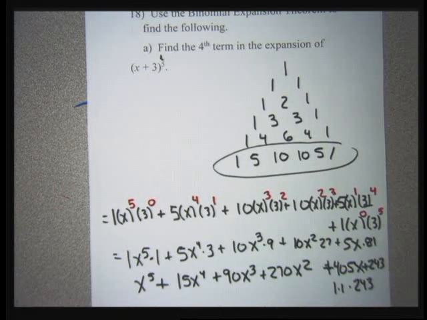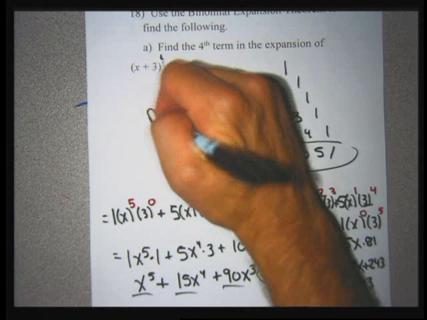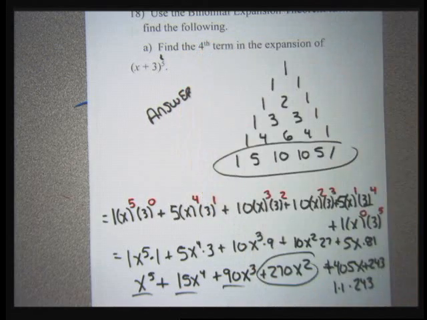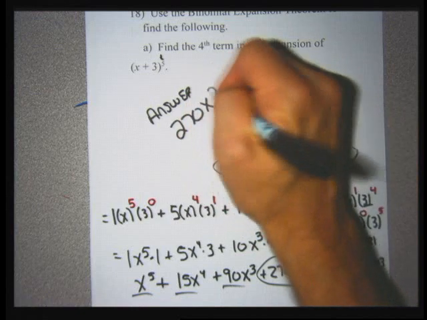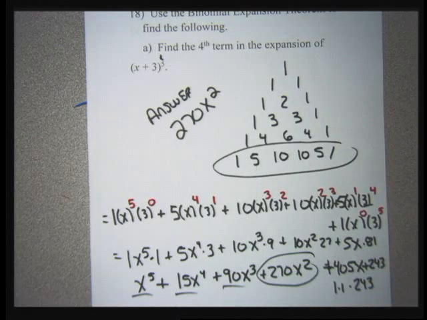So that's all 6 terms in the expansion, but this only asks me to find the fourth term. So first, second, third, fourth. My answer to 18a, the fourth term in the expansion of x plus 3 to the 5th, is 270x squared. Double check that, because that's kind of a monster problem. Do the same thing now for part B of 18.